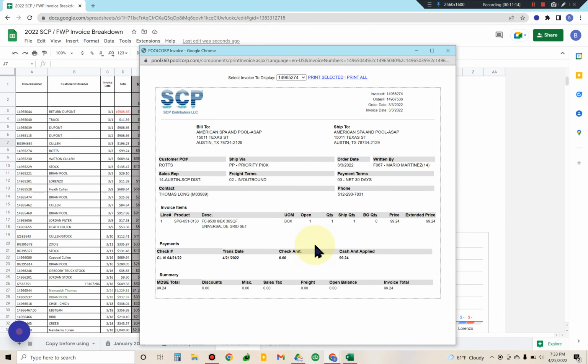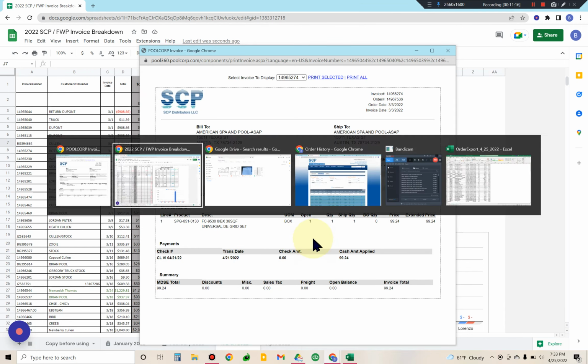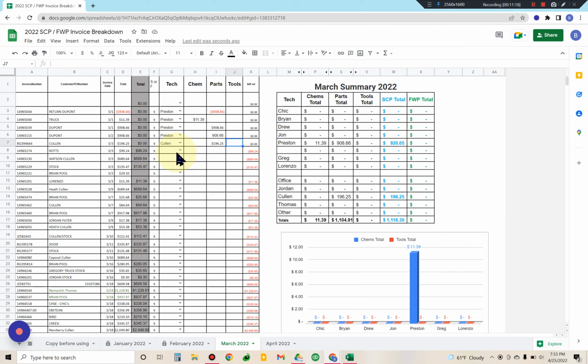Going to be a part. For instance, these are grids. So these are going to be, this is actually Preston. His name is not on there. And this is going to be a part, 9924. This one is Cullen. Cullen really doesn't buy chemicals, so I know what it is. So that's kind of what you're looking for there.